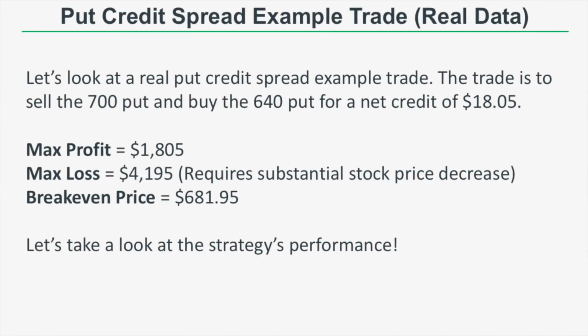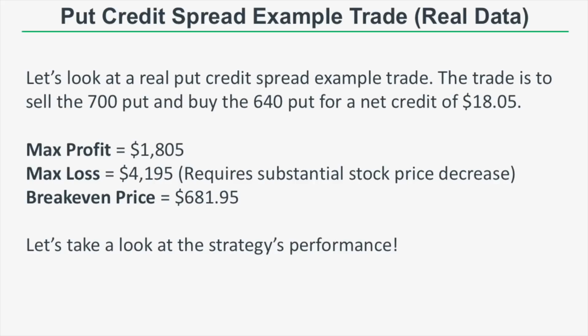So the real put spread example we're going to look at is to sell the 700 put and buy the 640 put for a net credit of $18.05. Now this means our maximum profit potential is $1,805, which is the net credit times 100, and the maximum loss is the width of the spread minus $18.05 times 100, which comes out to $4,195. Now that maximum loss potential is only realized if the stock price drops substantially.